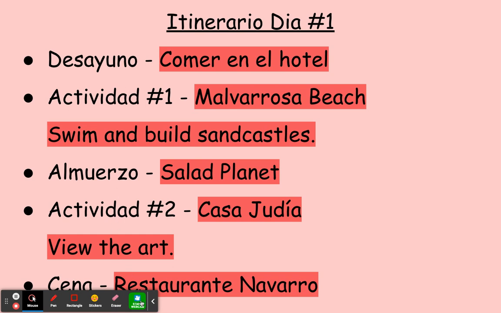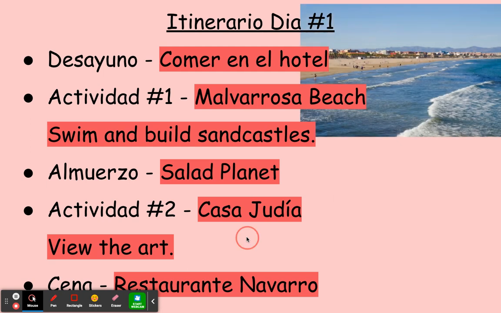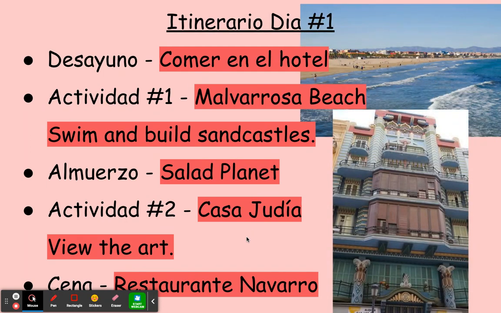For my almuerzo and la cena, I chose 2 different restaurants that I found. I Googled restaurants in Valencia, Spain, and these are some of the ones that popped up. Then, once I put in all my information, I added some pictures of where I was planning to go. This picture up here is of Malvarrosa Beach, and this is Casa Judía. So, this is an example of what I'm looking for in your itinerario.